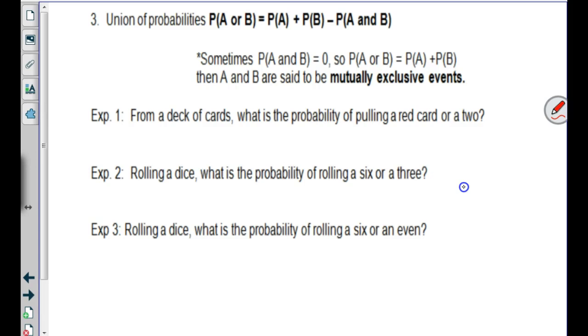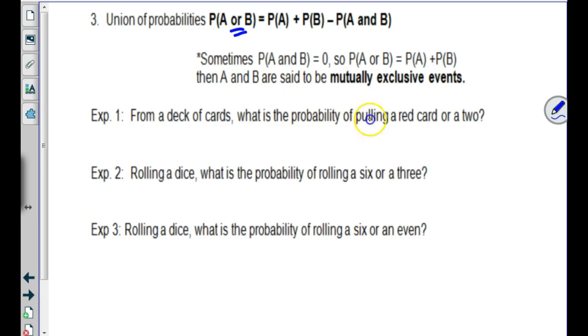All right. Now it's going to talk about things that are mutually exclusive. So the probability of unions, if you have an or, what's the probability A or B happens? It's the probability of A happening plus the probability of B happening minus the probability that they both happen. I don't ever think about it that way. I just think about, it says, from a deck of cards, what's the probability of pulling a red or a 2? I just think about how many cards are winners over how many cards there are total.